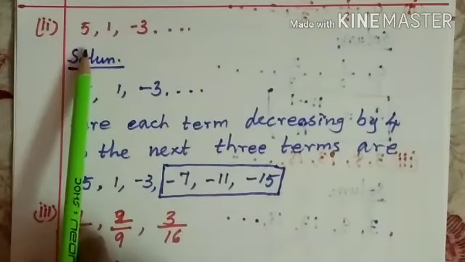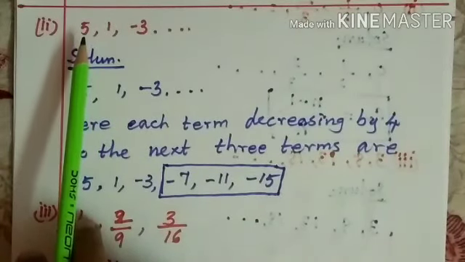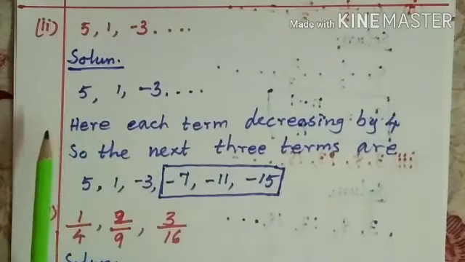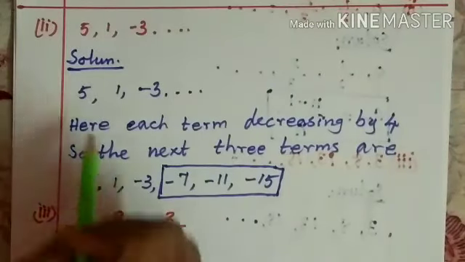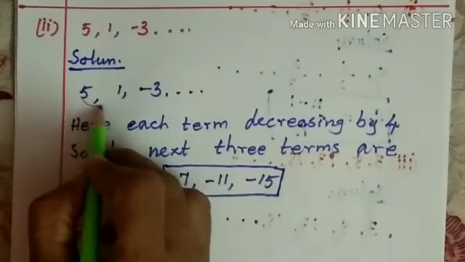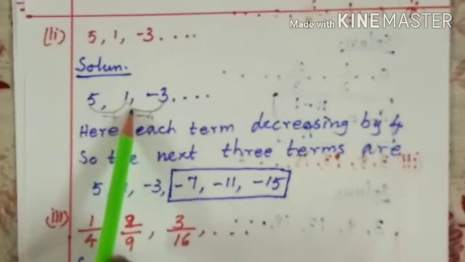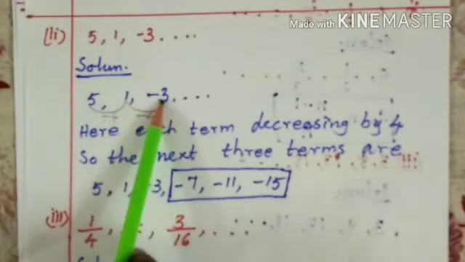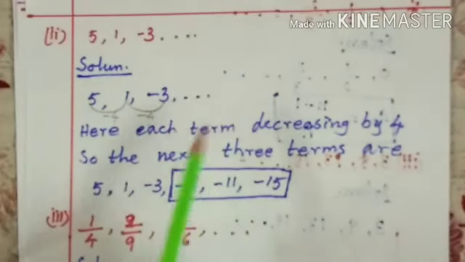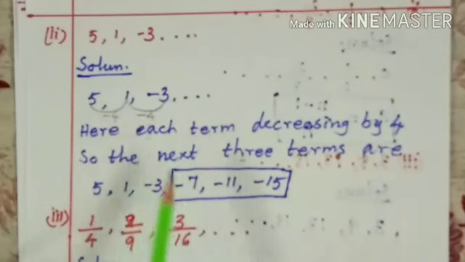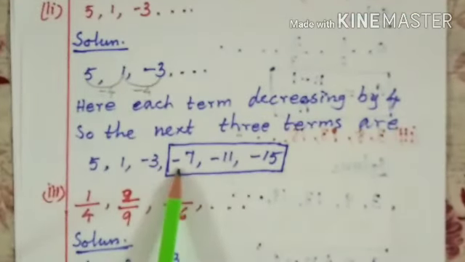Now, we move on to the second subdivision. See the given sequence 5, 1, minus 3. You have to observe this sequence. Find the common difference. This is a decreasing sequence. So, 5 minus 4 means we get the second term 1. 1 minus 4 means we get the third term minus 3, like that going on. Therefore, here each term is decreasing by 4. So, the next three terms are minus 7, minus 11 and minus 15.